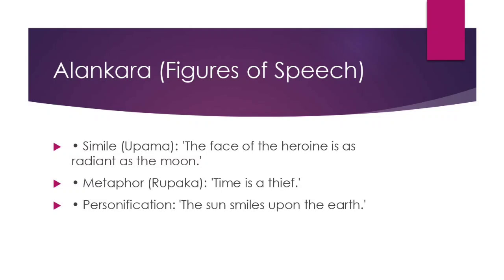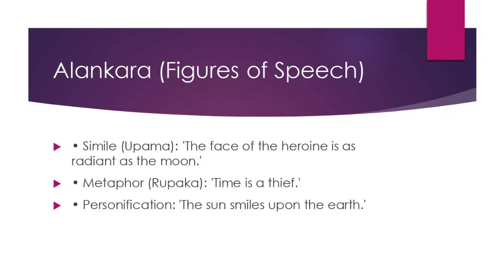Next we have Alankara. Alankara in Indian aesthetics refers to the figures of speech or ornaments of language that are used to enhance the beauty and the effectiveness of poetry or prose. It is a vital aspect of classical Indian literary theory, which emphasizes how artistic expression can be made more appealing through stylistic devices. Now we'll learn about some types of Alankara.